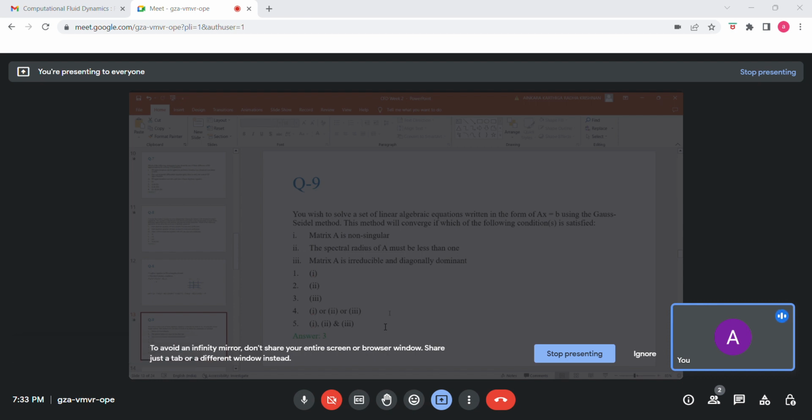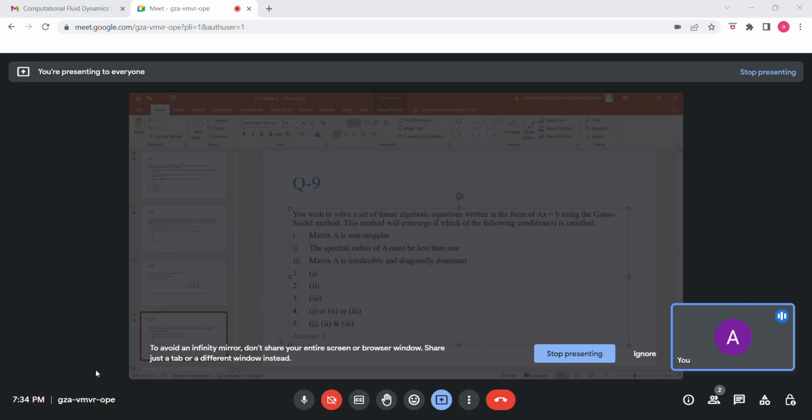To solve with Gauss-Seidel, it is not required for A to be non-singular for getting convergence, and the spectral radius of A need not be less than 1. But the main criterion to get solutions from the Gauss-Seidel technique is that matrix A, in Ax = b, should be irreducible and diagonally dominant. So option 3 is the correct answer.